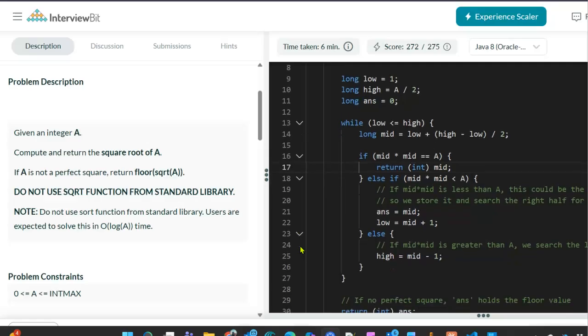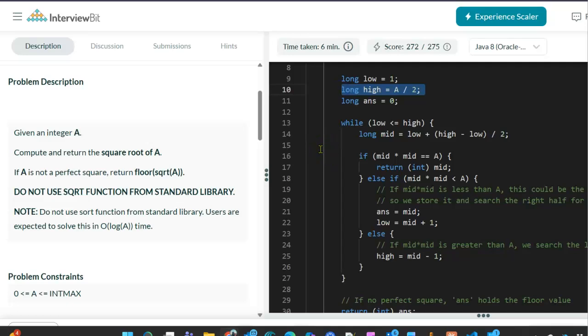For intermediate computations, we use longs, not ints. Now, the final answer will be an int, but the intermediate computations may not be ints. In particular, this one right here on line 16. A can be up to, let's say, 2 billion, all right? Now, first time through here, we're going to compute a midpoint. Actually, high is A over 2.